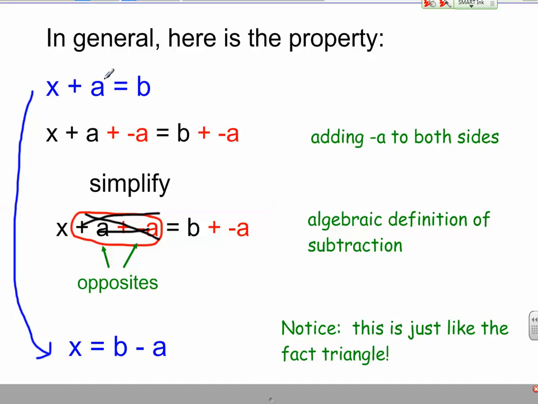This is just how we started today. X plus 4 equals 11. 11 minus 4 equals x. X plus a equals b. X is equal to b minus a. It's just like the fact triangle.